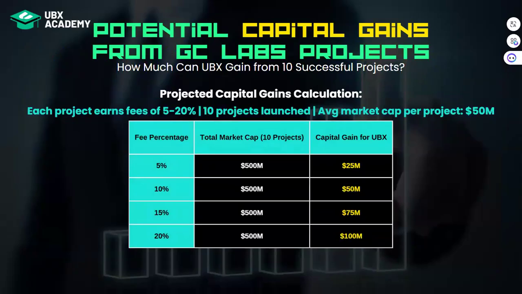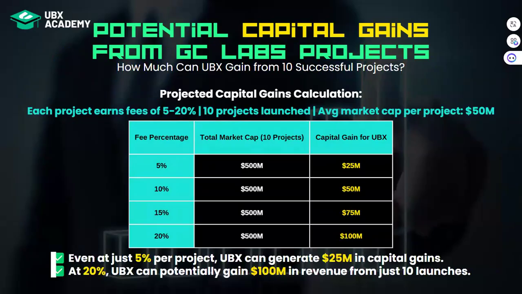So just imagine, for fundraising of 10 projects with a market cap of 500 million. If by just 500 million only, we charge 5%, the exchange is able to earn 25 million from the fundraise. If 10% of 500 million is 50 million, 15% is 75 million, or 20%, the highest cap, we are making 100 million just by helping them with the fundraise.